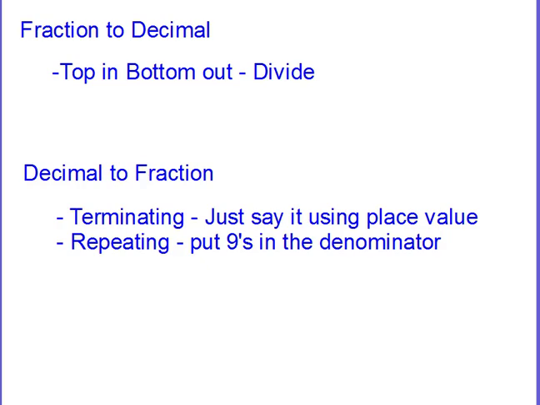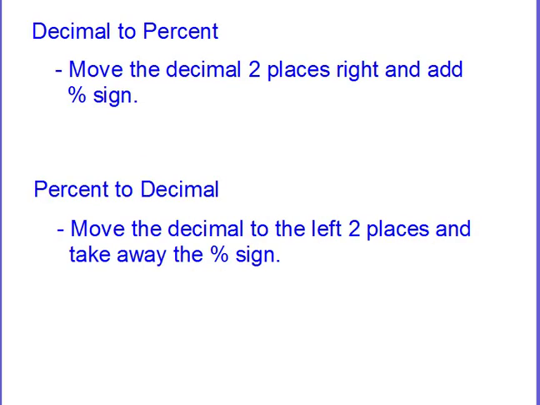So let's do a review just to finish this up. To change a fraction to a decimal, simply do top in, bottom out, and you divide. To change a decimal to a fraction, well, if it's a terminating decimal, you just say it using place value. A repeating decimal, you put a 9 for each number that repeats in the denominator. To change a decimal to a percent, you move the decimal 2 places to the right and add a percent sign. To change a percent to a decimal, you move the decimal 2 places to the left, or move the decimal to the left 2 places and take away the percent sign. Okay, so that's how you change fractions to decimals and then to percents and back again.